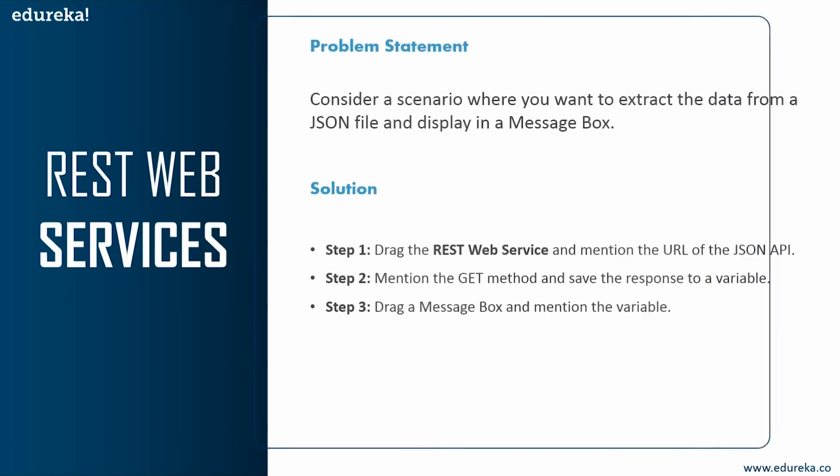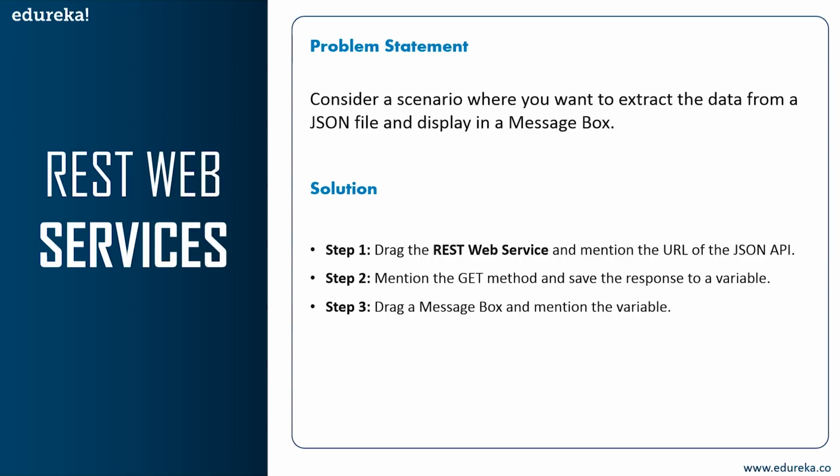Now let's move forward with our final automation for this particular section, that is the REST web services. The REST web services basically deal with websites and JSON files. So what you can do is extract the data from a JSON file and also display it in a message box. For that, I'm going to drag the REST web service and mention the URL of the JSON API. After that, I'm going to mention the get method so that we get the data, and then we assign the data to a variable. After that, we're going to drop a message box to display the output.